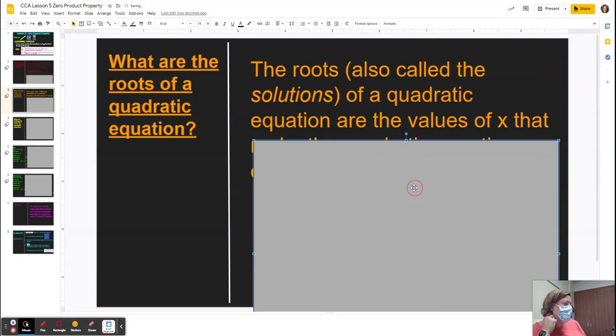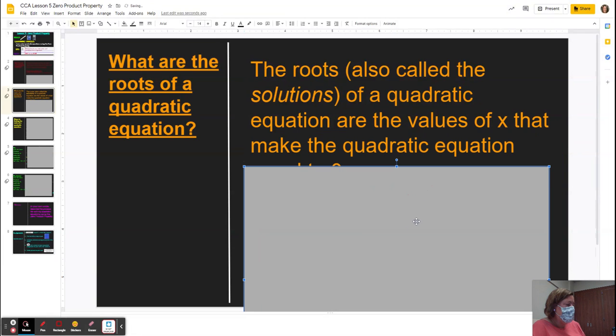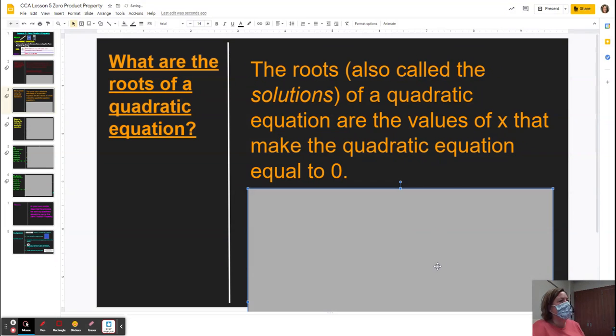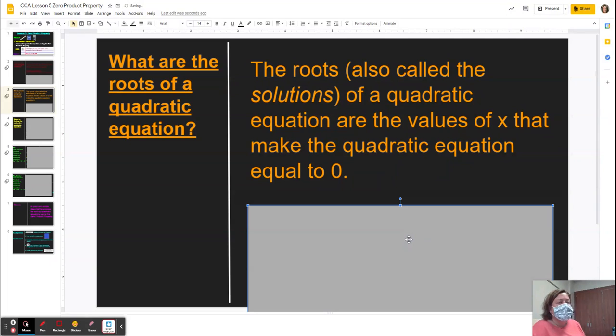So the roots are also what we call solutions, and they're the values of x that make the quadratic equation equal to 0. What do all those words mean? They're the solutions, and you're trying to find where x equals 0. That's it. So those are the roots. Roots and solutions are synonyms, right? Two words that mean the same thing. Roots and solutions are interchangeable, and you're looking to find where x equals 0.